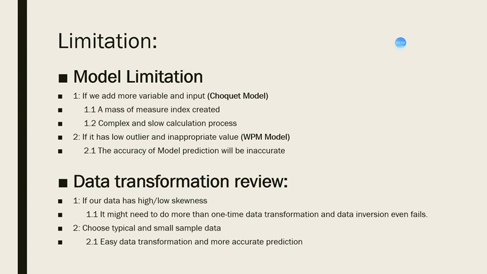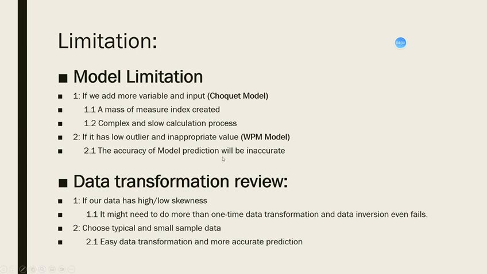Finally, our model still has some limitations. As for the Choquet, if we consider more variables and inputs, a large number of measure indices will be created, and it will lead to a complex and slow calculation process. As for the WPM models, with an inaccurate p-value, the accuracy of the model prediction will be inaccurate due to the low outlier. It is easily affected by the low value.